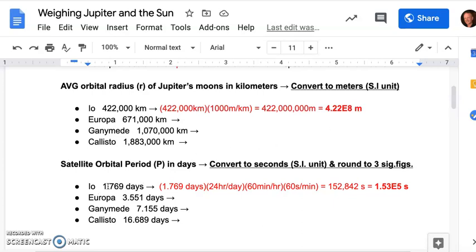It takes about 1.769 days to complete one complete revolution. So that's its sidereal period. And when we use this period value, we want to convert it to seconds. So multiply by 24 hours in a day to cancel days, 60 minutes in an hour to cancel hours, and then multiply that by 60 seconds per minute to cancel minutes. That leaves you at 152,842 seconds. Rounded to 3 sig figs, that's 1.53 times 10 to the 5th seconds, or 1.53 E5.